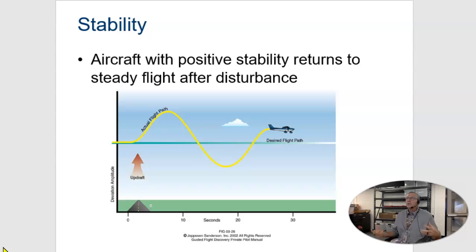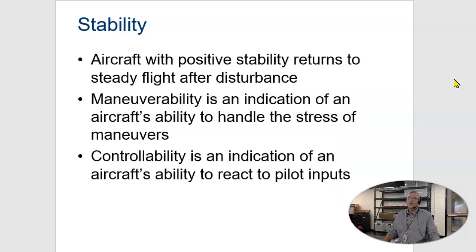What stability means in flight is if you have an updraft, it causes the plane to go up here and it will oscillate, but it will eventually return to stable flight. There's a trade-off between stability and maneuverability, and I'm going to have you look at that. But generally, if you have more of one, you have less of the other.